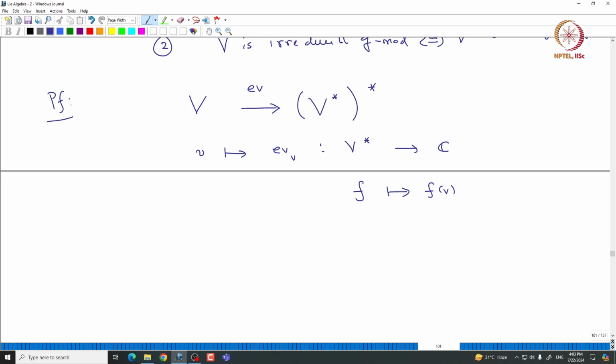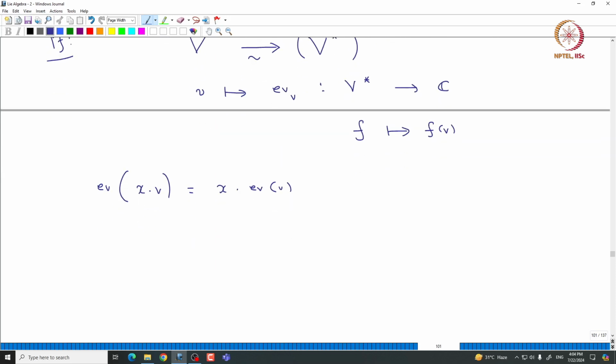So, that is what this evaluation map does. Okay. Then it is easy to see that this evaluation map is indeed one to one, because the dimension of V is the same as the dimension of V star. That would imply that this map is indeed a vector space isomorphism. So, it is enough to check that this map is indeed giving you the module isomorphism. The module isomorphism is again very easy to check. So, let us check that. If we take this map as EV, then we need to check that EV applied on x dot v should be the same as x dot EV applied on v.